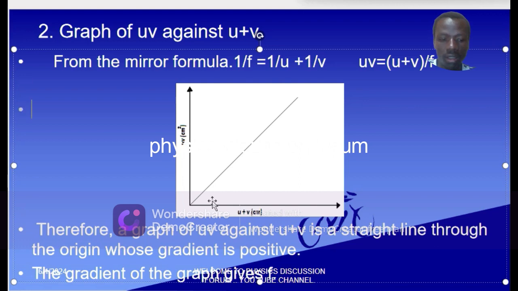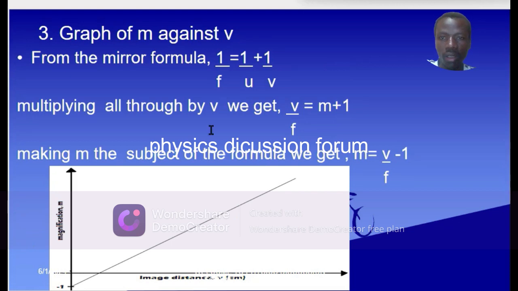Third graph, you have a graph of m against v. So this we just analyze from the mirror formula, 1 over f equals 1 over u plus 1 over v. Multiplying all through by v, we get v over f equals m plus 1, where I said we always get v over f equals v over u plus 1. So that v over u is the magnification. Yes, we get that. Then making m the subject, you get magnification is v over f minus 1.